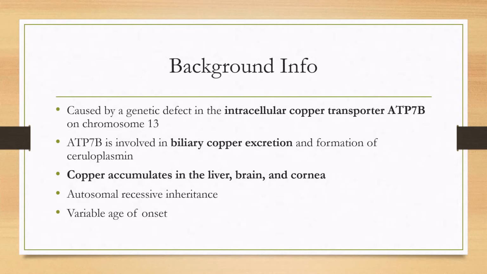This protein is also involved in the formation of ceruloplasmin. So as a result of this defect, copper will accumulate first in the liver and the hepatocytes, and then in the brain and cornea. There is an autosomal recessive inheritance, and the age of onset is variable, though generally it takes a few years before you start manifesting the symptoms.